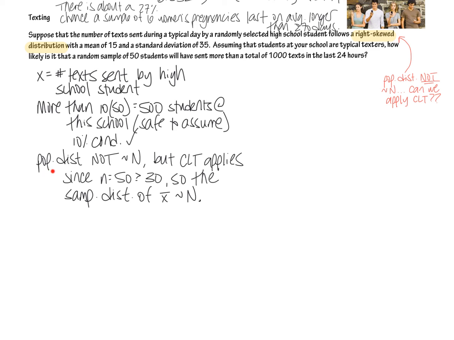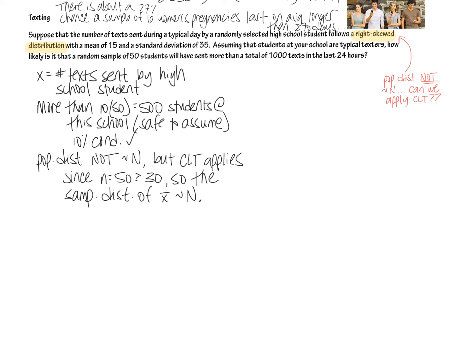And in this case, the population distribution is not approximately normal. That's what this right skewed business is talking about. But thank goodness the CLT applies because n equals 50, which is greater than or equal to 30. So make sure you're showing all of that. Make sure that you've got that 30 in there as a comparison. So that means that the sampling distribution of X bar is approximately normal. This is important to have in your work as well. You'll lose a couple points if you don't specify what the CLT then tells you that you can do.